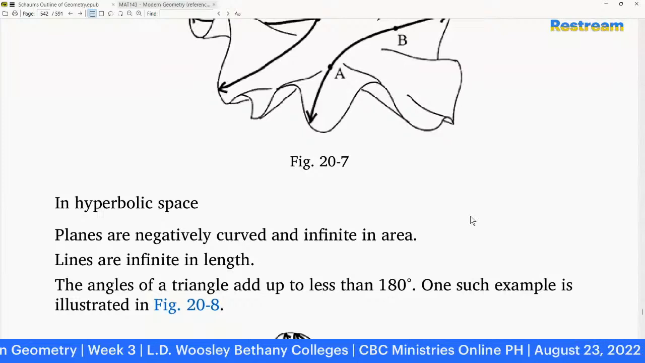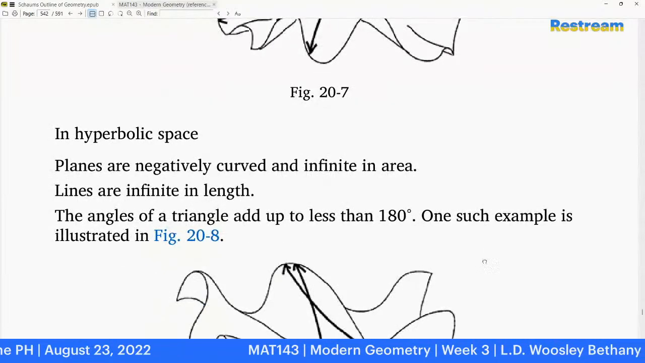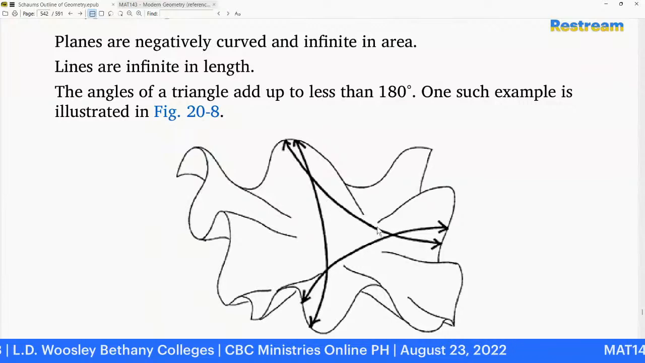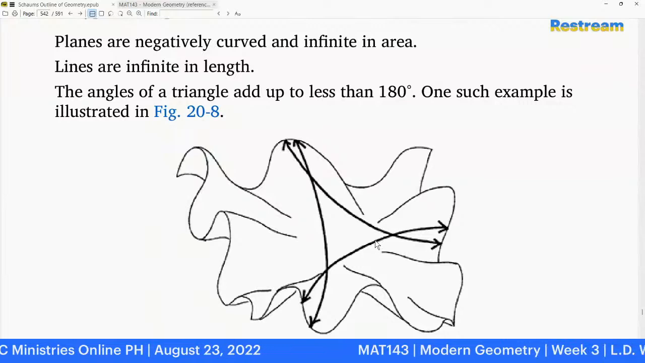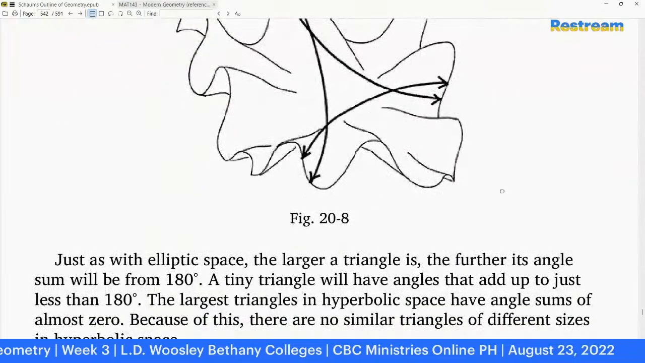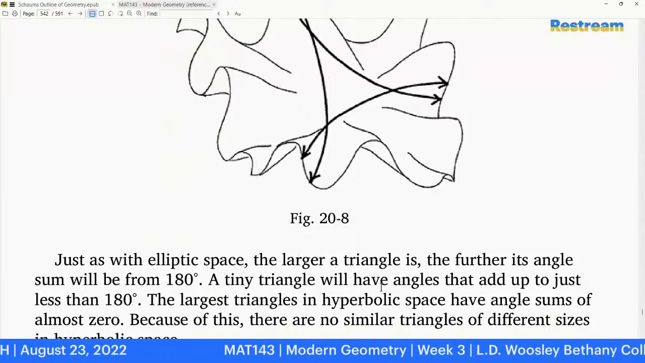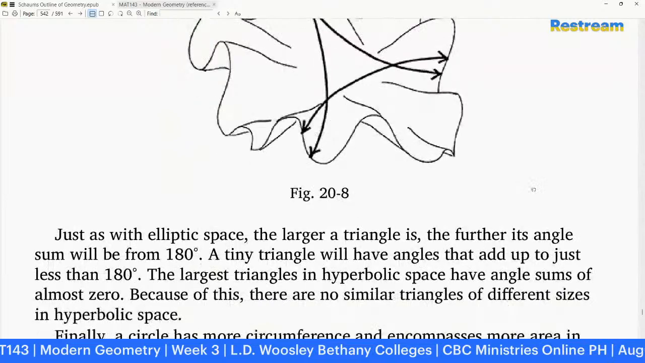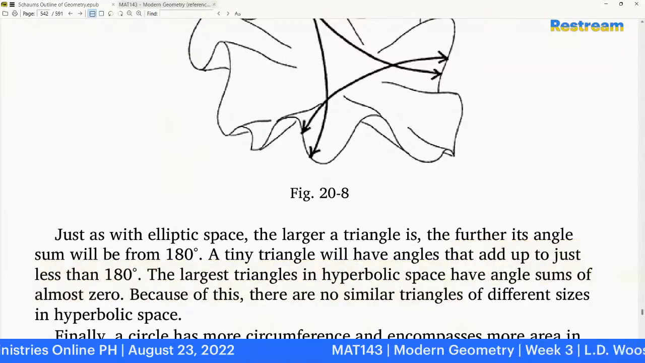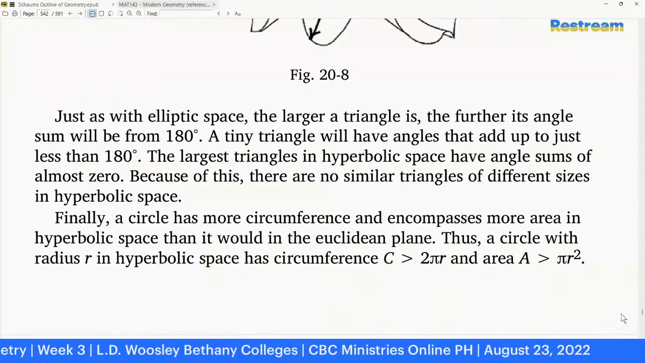Kung yung elliptic could be more than 180, yun namang hyperbolic less than 180. One such example, ito yun. So these are hyperbolic triangles wherein the sum is obviously less than 180. That is only possible in a hyperbolic space. In elliptic space, the larger the triangle is, the further the angle sum will be from 180. A tiny triangle will have angles add up to just over 180. Finally, circles have more circumference. So dito naman, greater than yung circumference for hyperbolic: circumference greater than 2 pi r and the area greater than pi r squared. Okay?